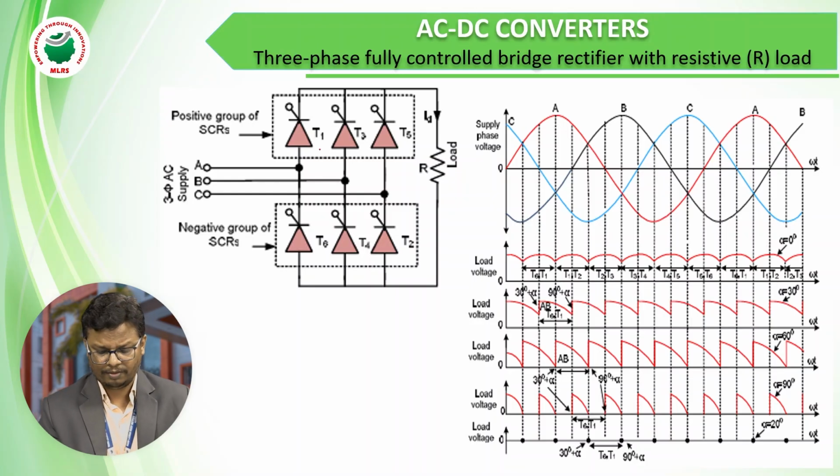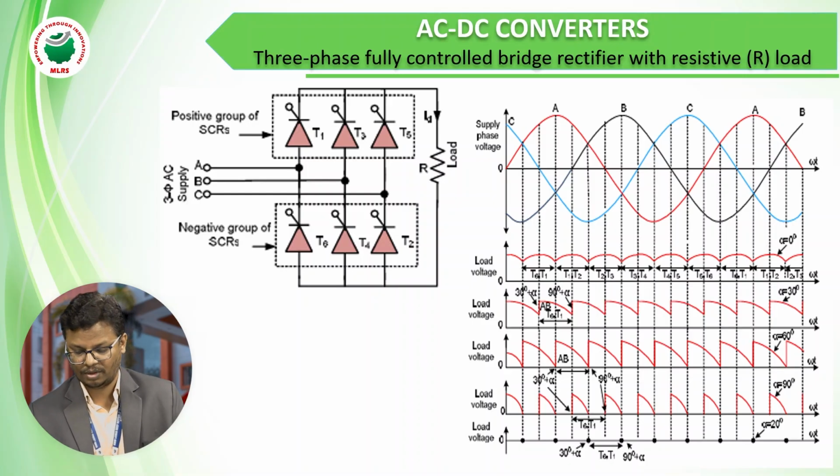In the upper part, we can observe 3 thyristors, and in the lower part we observe 3 thyristors. In the upper part, T1, T3 and T5, the odd numbers, and at the bottom we have T6, T4, T2, the even numbers. So this numbering is flexible to analyze the waveforms.